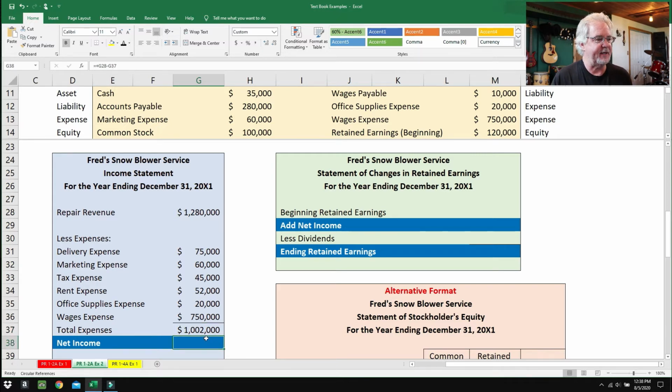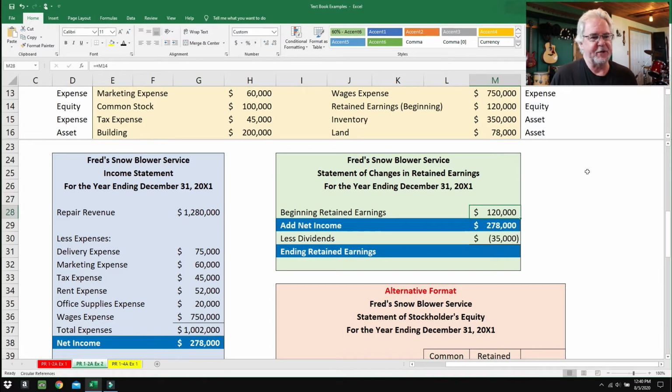$1,002,000. So how do we find net income? Net income is simply repair revenue, money coming in from doing his job, minus expenses, money going out from doing his job, and that is net income. And let's see what he's doing here. So he made $278,000. I would say Fred is doing really, really well.